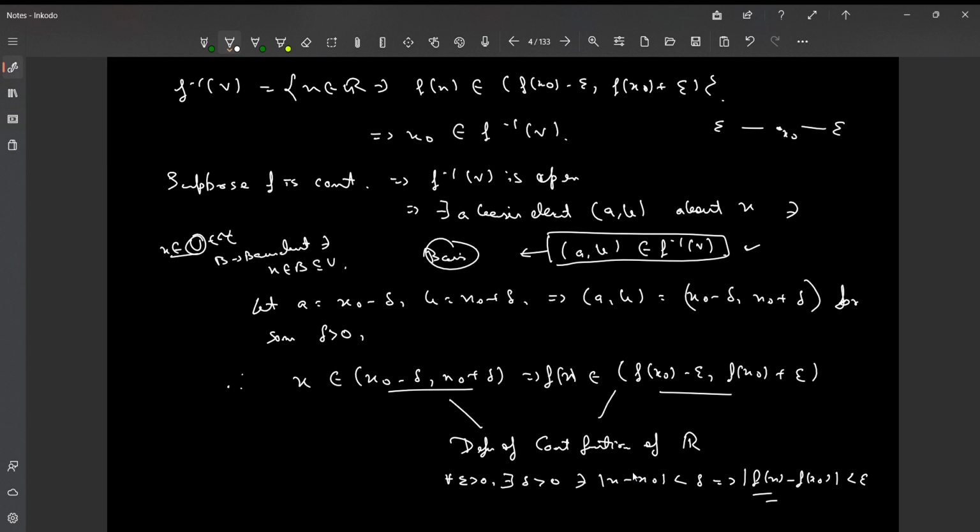That is what we have applied here. So this F inverse V is an open set in R, right? If I choose any element from F inverse V, which is x naught here, then there must be a basis element AB such that x is in AB. That is the meaning of the basis element AB about x. So x is in AB and AB is contained in F inverse V. Correct. Got it? Clear? Okay.